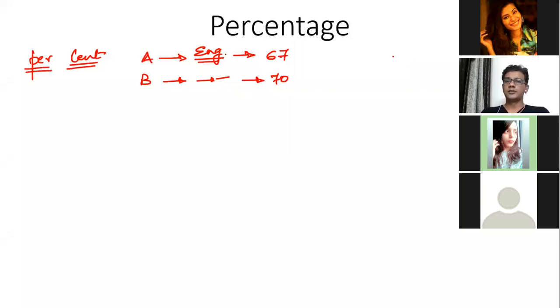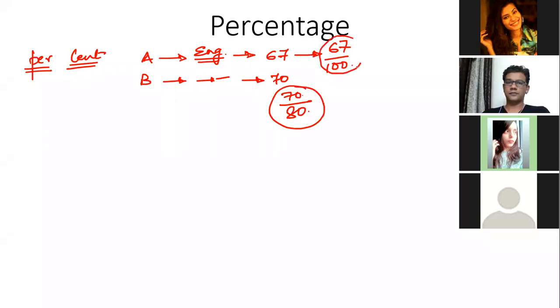Who's better? We all say that B is better, right? But do we understand why we are saying B is better? Just because B has got more marks than A. That is one reason why we are saying B is better. But now if I tell you that A scored 67 marks out of 100, and B scored 70 marks out of 80, can you tell me who's better? Again, it's still B who's better, right?